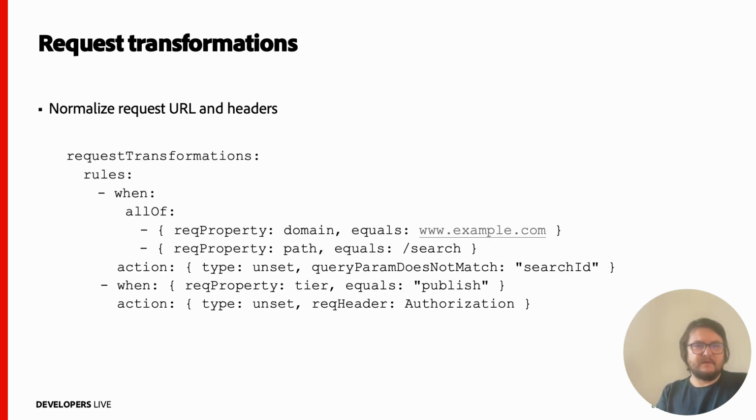Here is an example of request transformation that matches a domain and a path and removes all query parameters that do not match search ID. So essentially it only allows the search ID query parameter that you know is used in your application. Also, we have an example of unsetting the authorization header. So this is how a CDN rule would look like. Condition, action, so multiple rules can be defined.